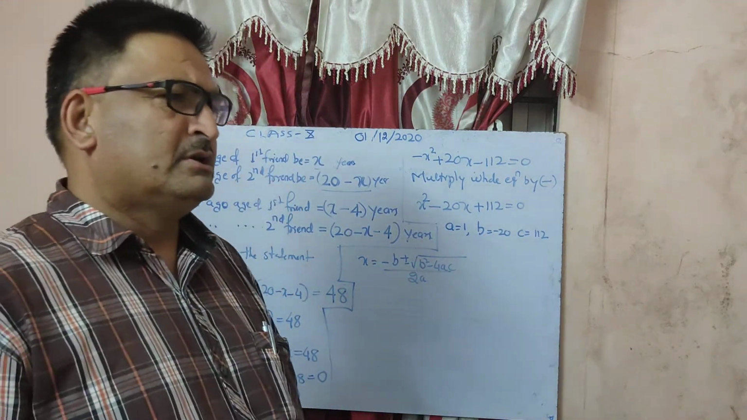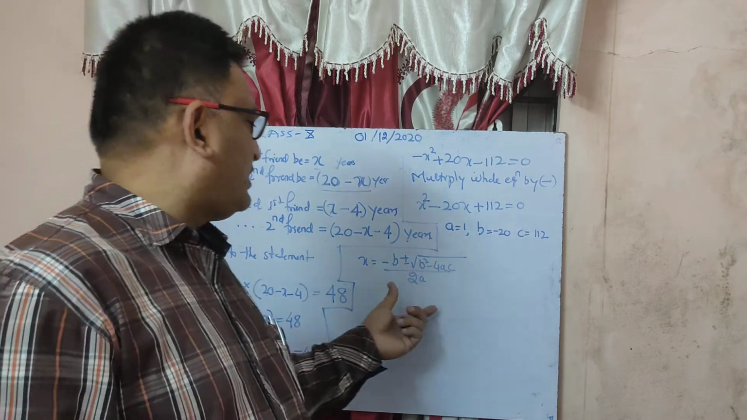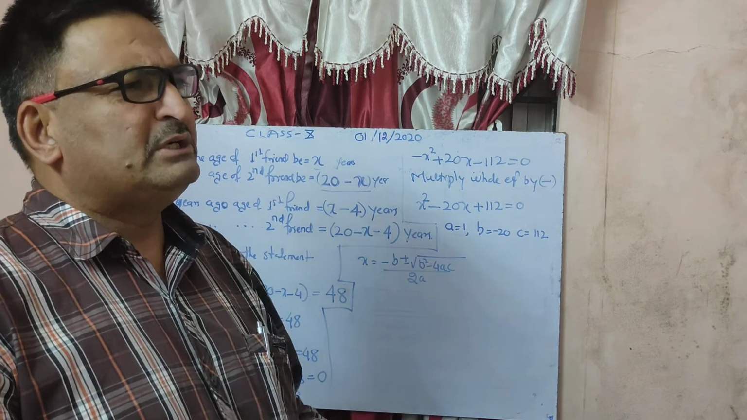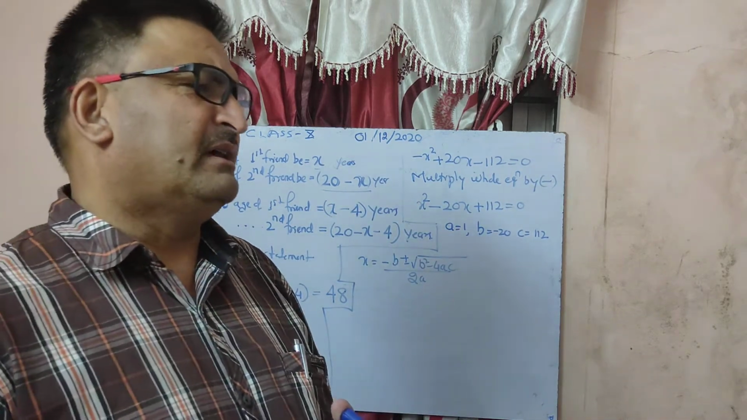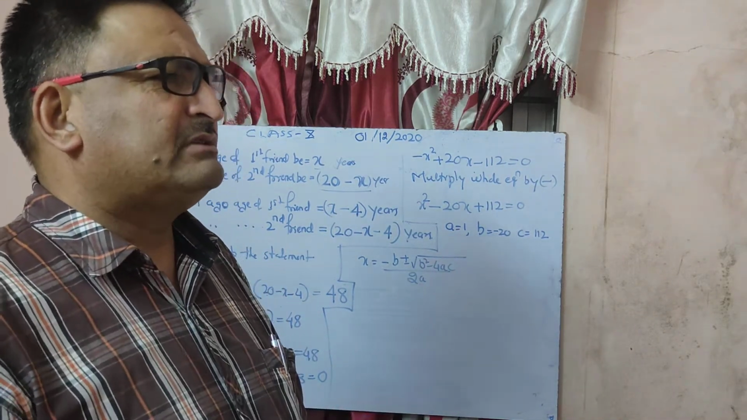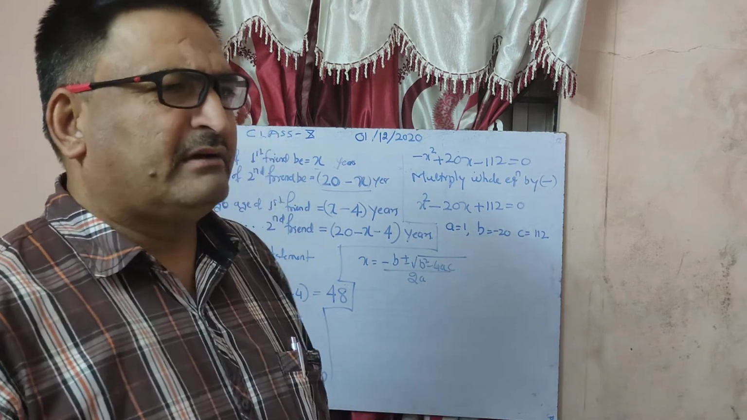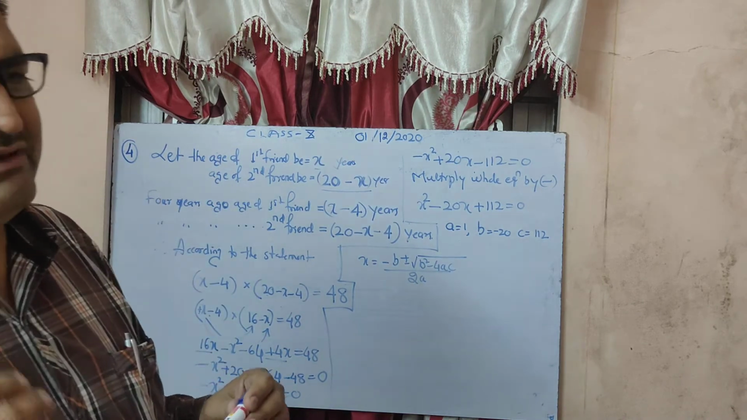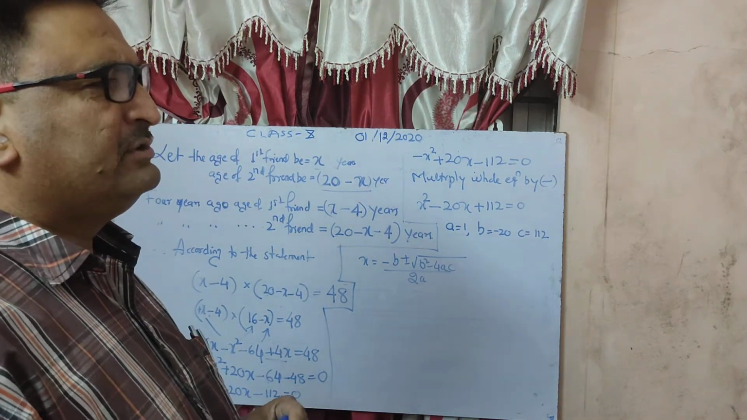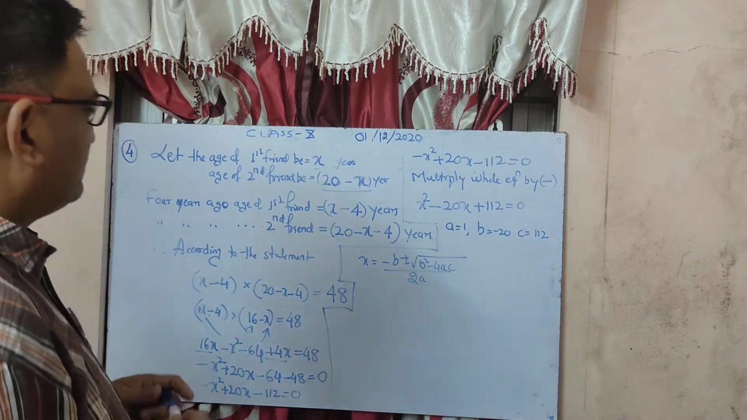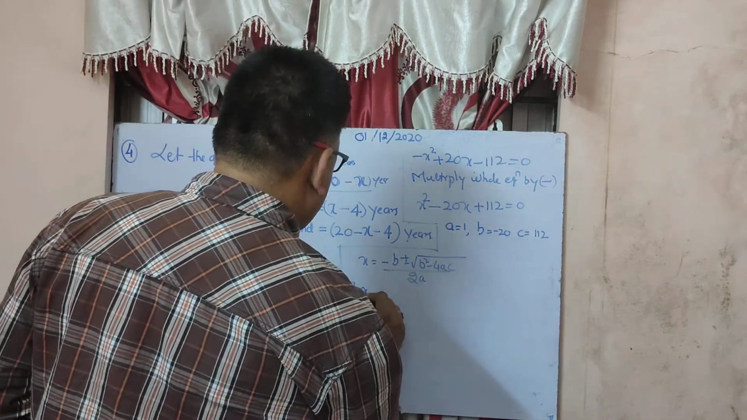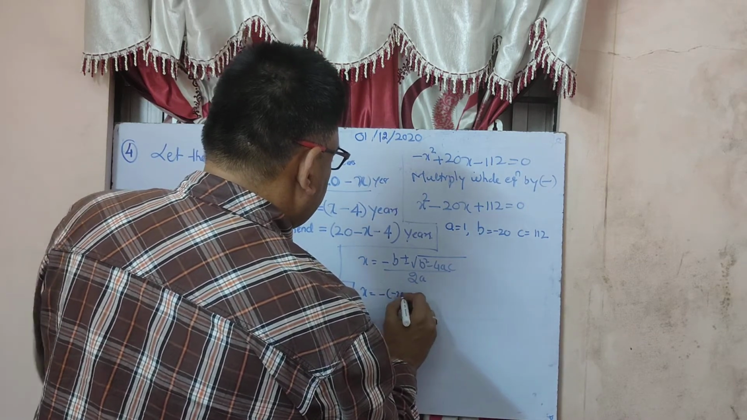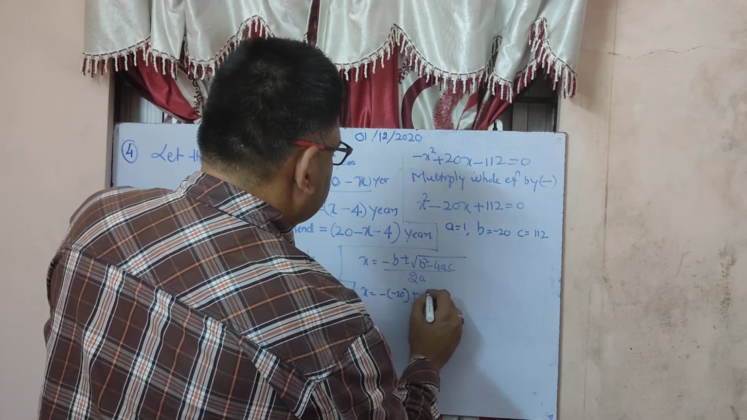Every time you solve an example, write this formula first, so there is no need to learn it by heart and you never forget the quadratic formula in your life. Okay, now x equals, just fill up the values: minus as it is, what is the value of b? That is minus 20.